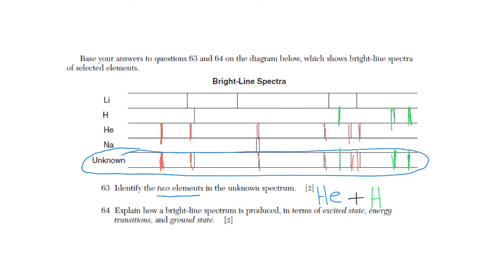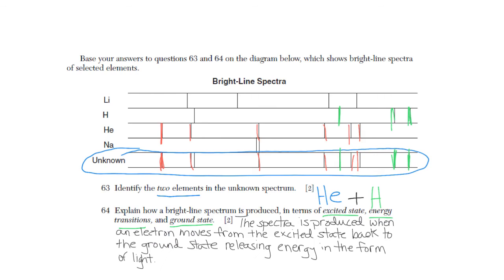Okay, then our second question: explain how a bright line spectrum is produced in terms of excited state, energy transition, so gaining and releasing energy, and ground state. So we have to use all of those words and all of those concepts in our explanation. So take a second to think of your answer. You can pause the video.